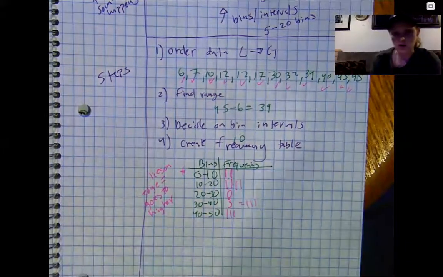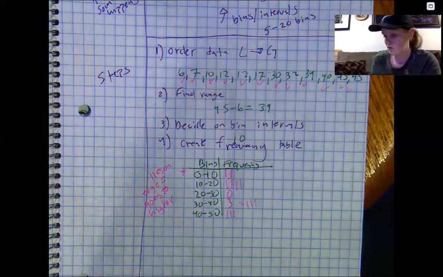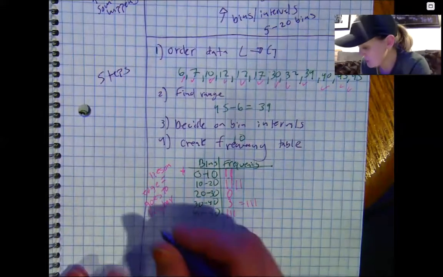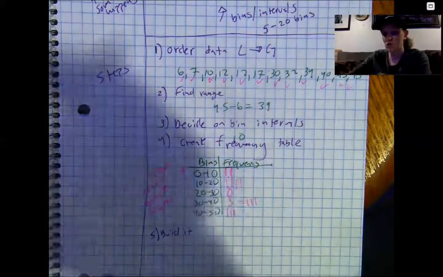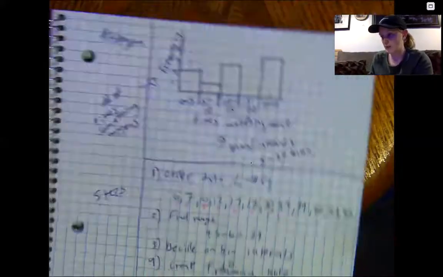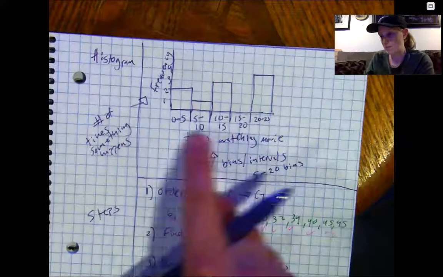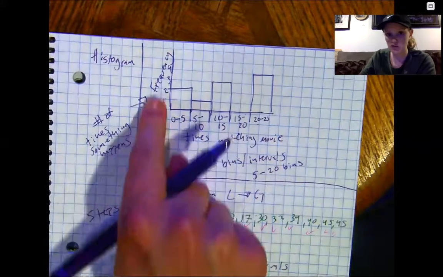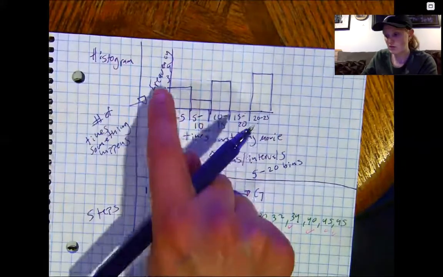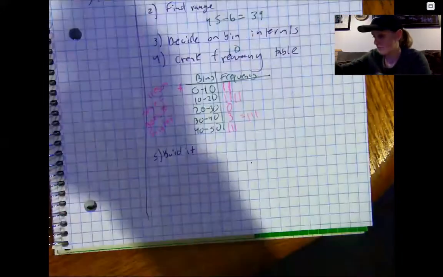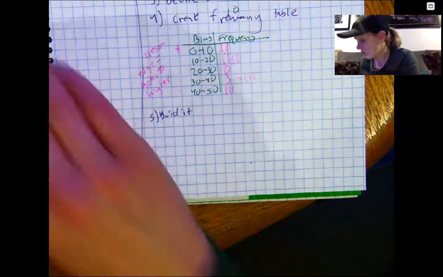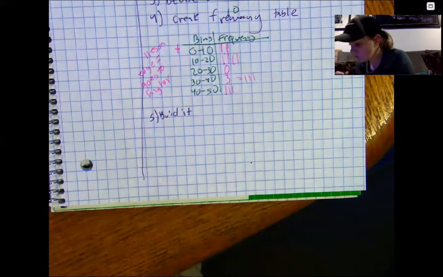Okay, so now I'm ready to build my histogram. So step 5 is build histogram. Okay, so if you look at my example above, remember you put your bins on the bottom and you put your frequency on the side, and the bars go as what matches the frequency. Okay, so I'm going to do this in a different color. I'll do blue.